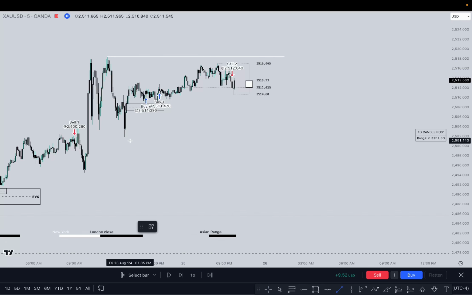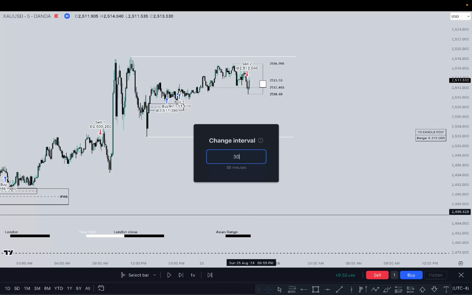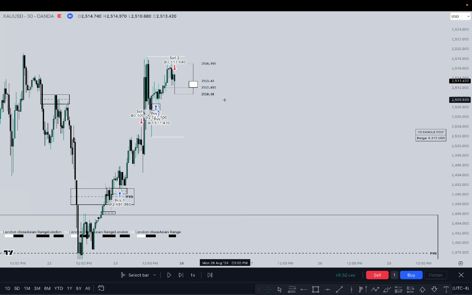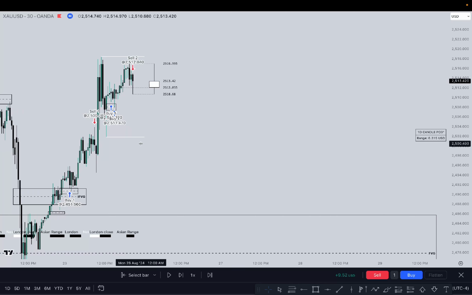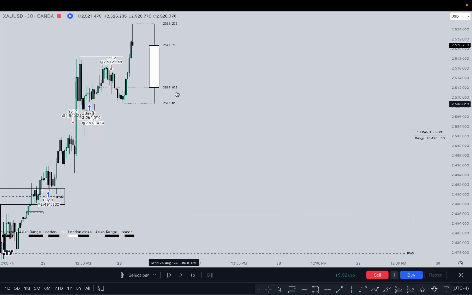Instead, we're going to scale out to a higher time frame, and we're going to look for this session to move on both of these sides of liquidity. We have this buy stop and sell stops down here. So let's wait for Asia session. There we go. We have the first move on liquidity.